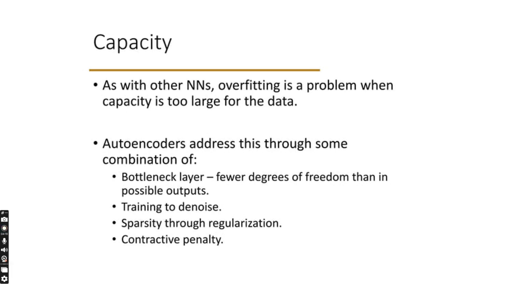Capacity. Autoencoders address capacity through a combination of bottleneck layer, training to denoise, sparsity through regularization, and contractive regularization. Capacity is mostly a problem when capacity is too large. Otherwise, it is not a big deal.